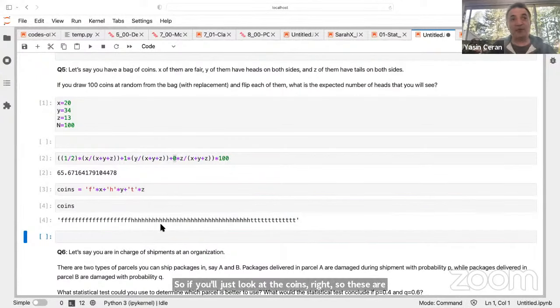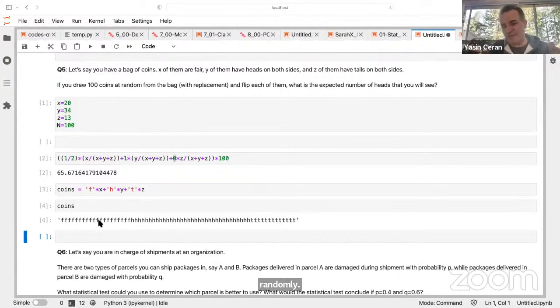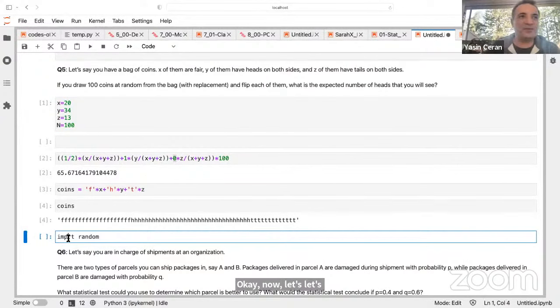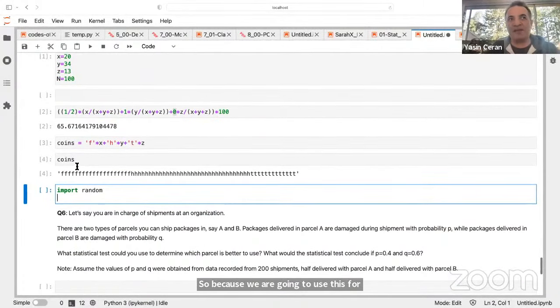Now I'm going to be drawing a coin from this bag randomly. If I draw an F, that means I'm drawing one of those fair coins. If I draw H, that means I'm drawing one of those unfair coins with heads on both sides. Now let's import a library called random, because we are going to use it for randomly picking a coin from this bag. Again, my bag is the variable coins. And then I will also import the uniform distribution from SciPy.